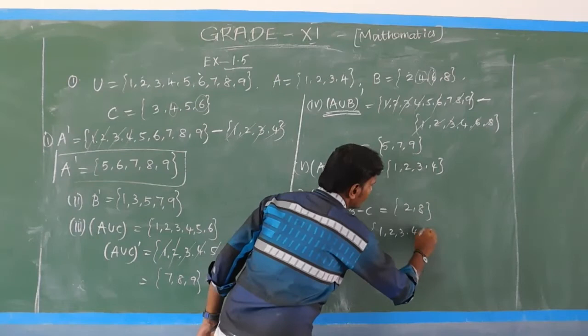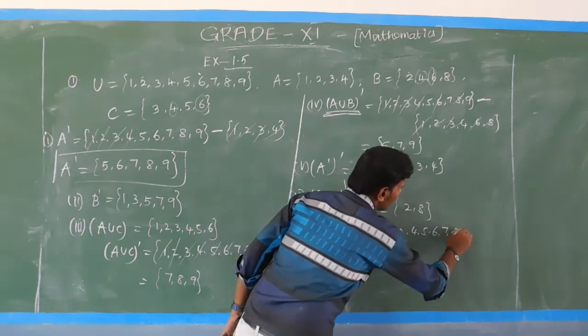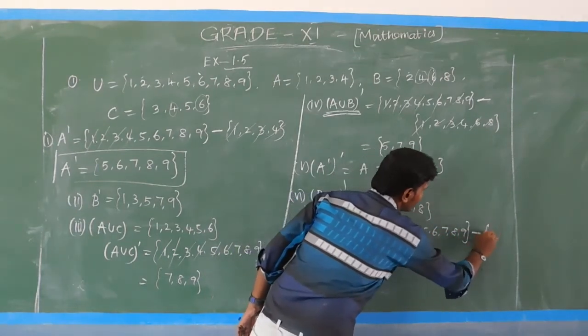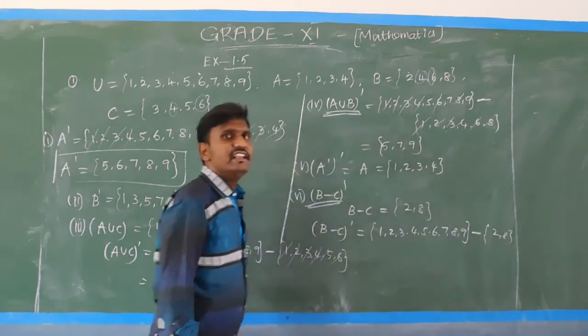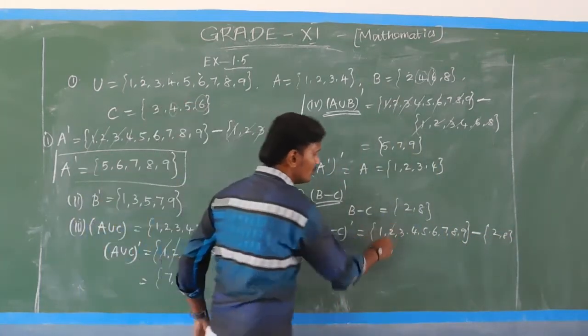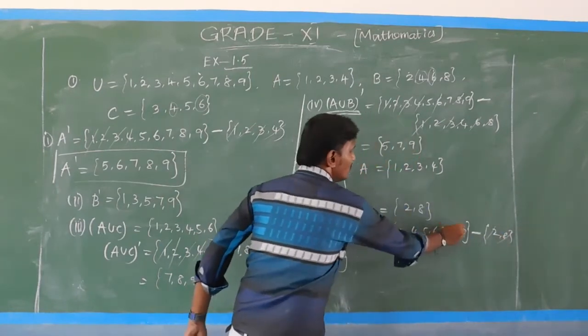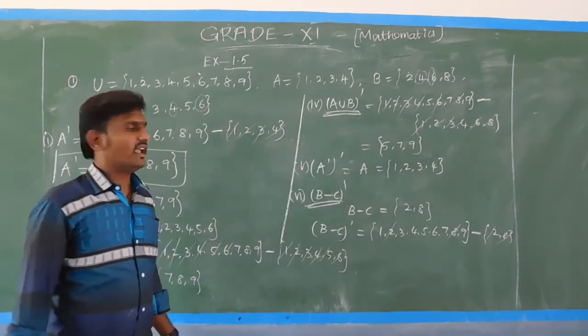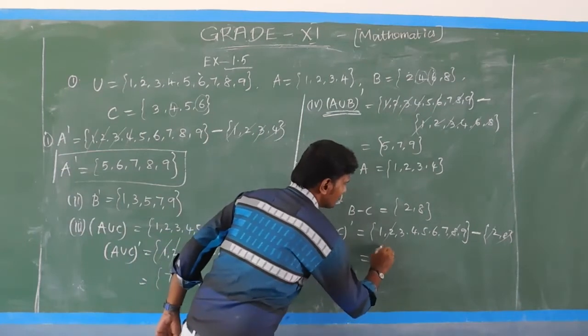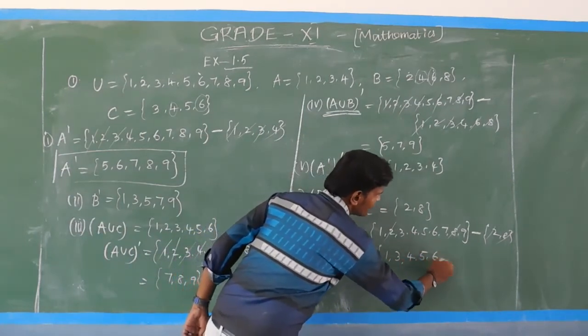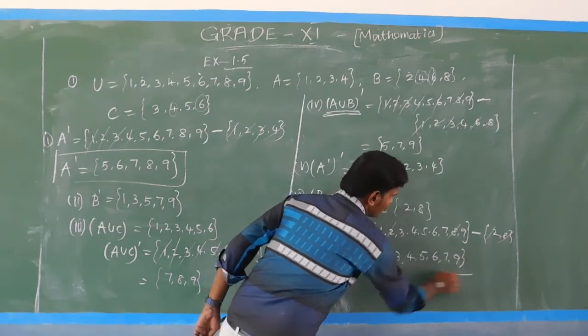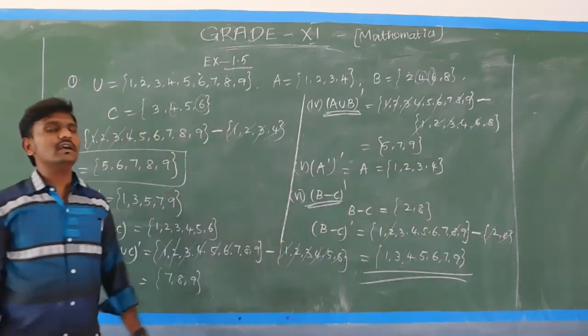1, 2, 3, 4, 5, 6, 7, 8, 9. Then minus 2, 8. Now I am going to cancel the elements 2 and 8. Only 2 is common. So the remaining elements I collect and write: 1, 3, 4, 5, 6, 7, 9. So these are B minus C, the whole dash.